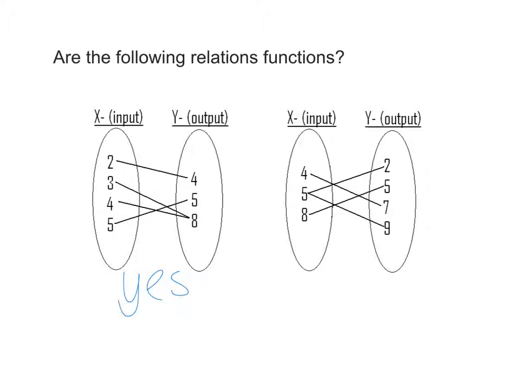So then if we look at the second one, 4, how many outputs does 4 have? Just 1, it's 7. What about 5? It has 2 outputs, 2 and 9. What does that tell you? It's not a function, because that one input of 5 has 2 different outputs, and you can't have that for it to be a function.